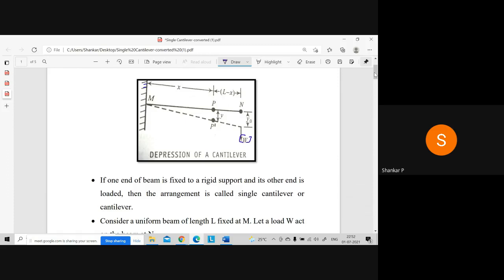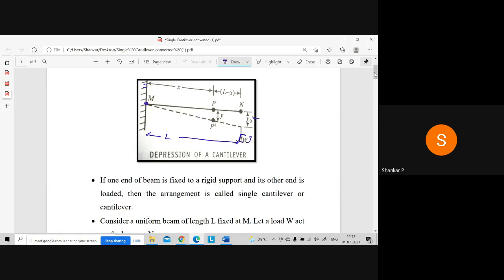Let L be the length of the beam MN, which is fixed at the end M and it is being loaded at the end N. Due to the stress that is being applied at the free end, the depression at the free end is y naught. The depression that is produced is y naught.